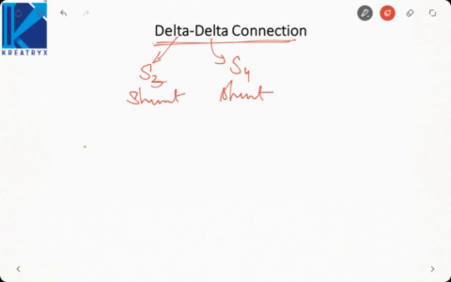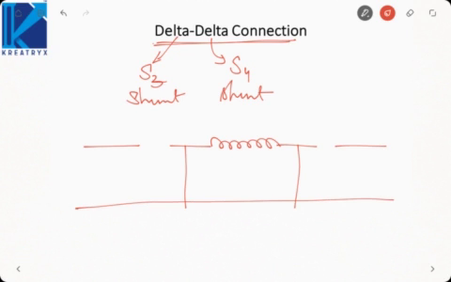So how we will draw the equivalent circuit? We will operate the shunt switch on primary, shunt switch on secondary. Okay, that means zero sequence current can flow in the loop, which indicates zero sequence current can flow in the phase of both primary and secondary, but it cannot go in the lines of either primary or secondary.